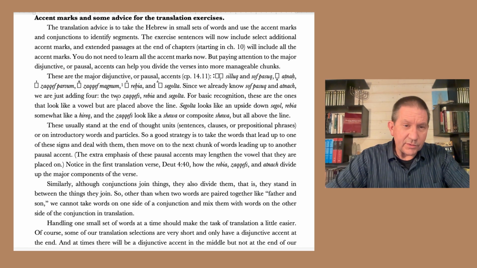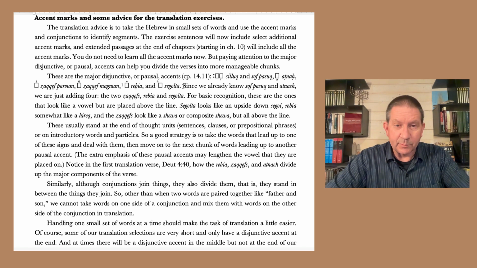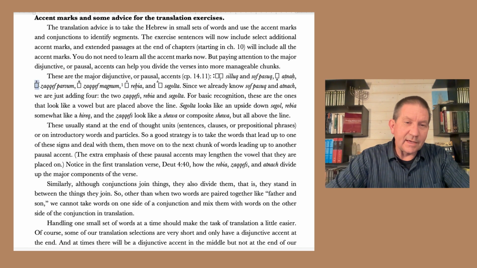You might say to yourself, these look a little bit like vowels above the line. That's how we've talked about them sometimes before. I mean, a segolta looks like an upside down segol, but above the line. A revia, this is square, not a dot, but it kind of looks like a hiriq above the line. A zakef looks like a sheva, but above the line. And a zakef gadol looks like a composite sheva above the line.